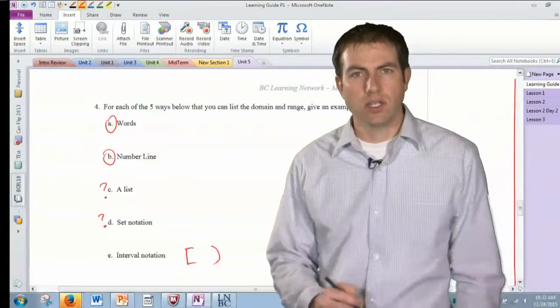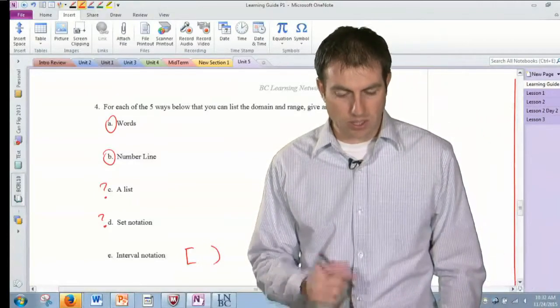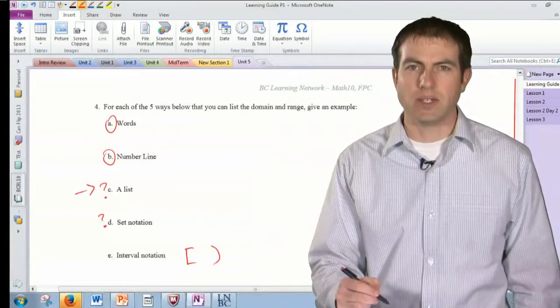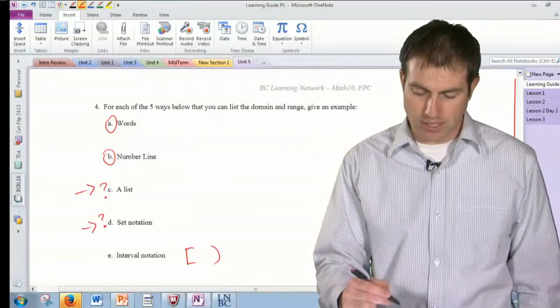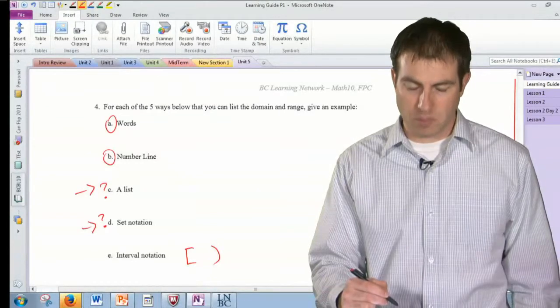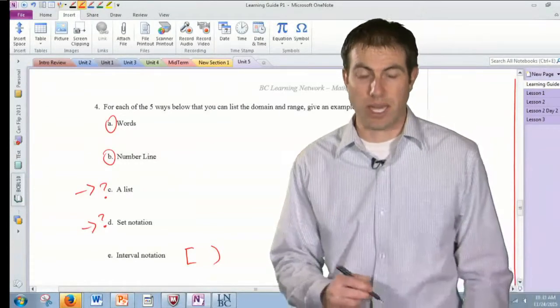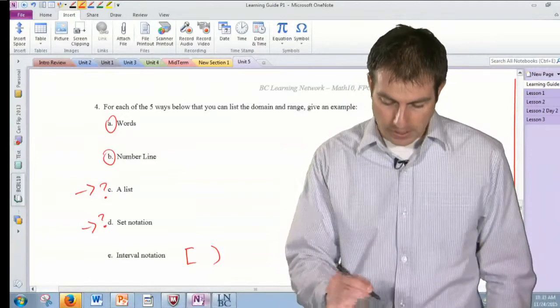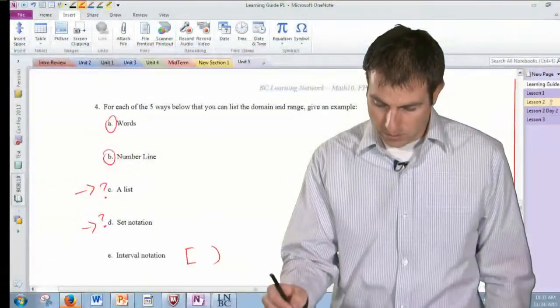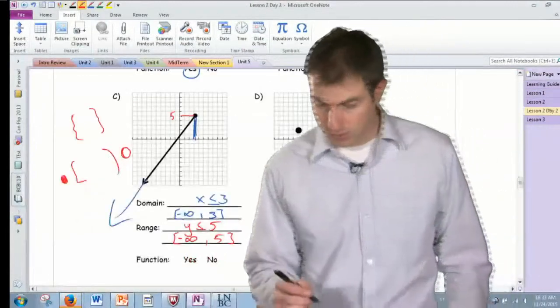So I'll look into that today and I'll get back to you guys tomorrow on that. I'm not sure what they're looking for. I've never seen domain and range in terms of a list or a set. I have a feeling it's probably something we've already done. I just called it something different. So it's just one of these vocabulary type things. What I do want to do is just power through some of this lesson 2 stuff because I want to get it done.